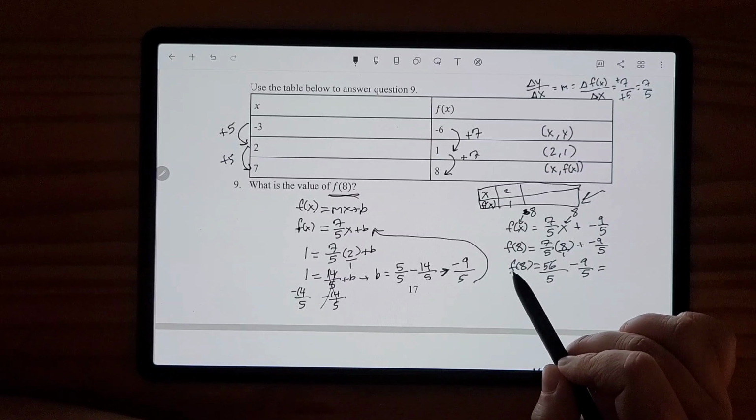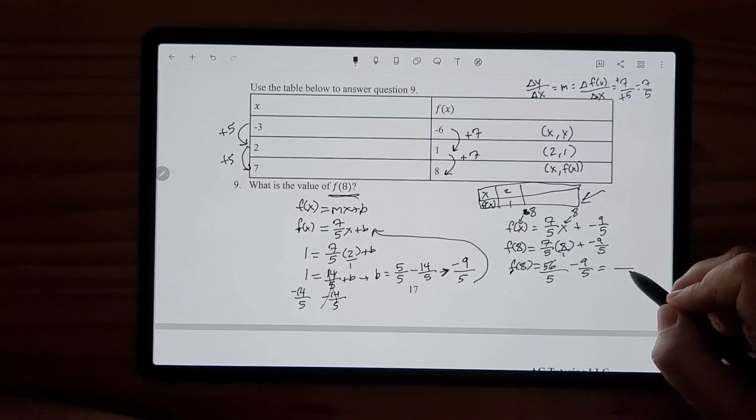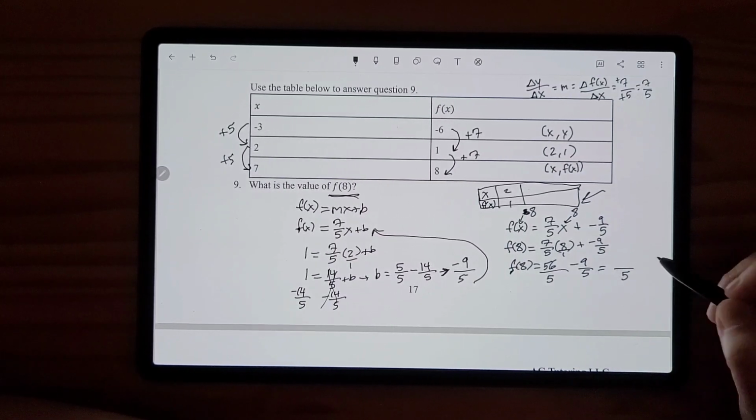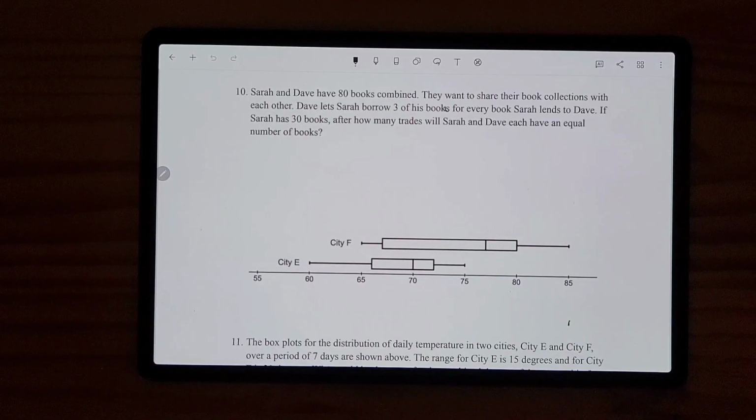So f of 8 is equal to 56/5 minus 9/5. I just have to keep the common denominator because they both have a 5, so that's already done for me. And then I have to do 56 minus 9 to get my numerator. When I do that, I get 47/5, or you could write that as a decimal and it would be 9.4. Okay, so let's do number 10.